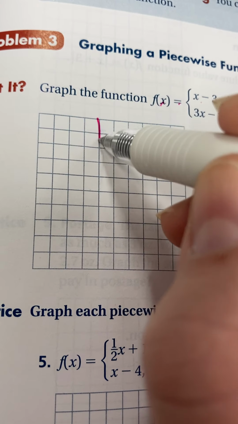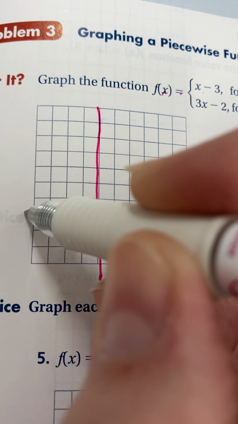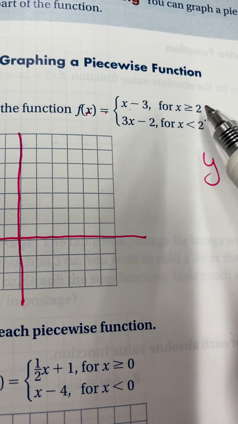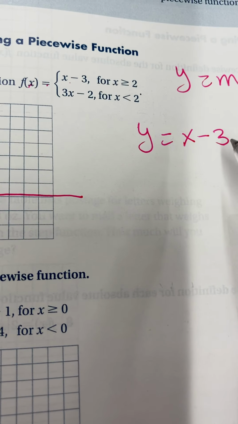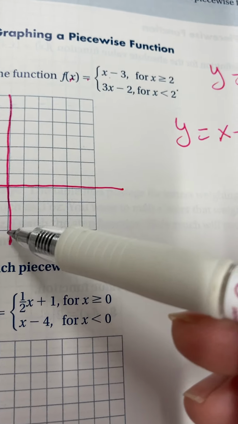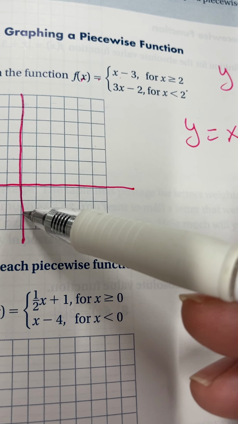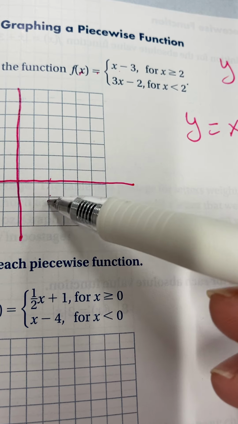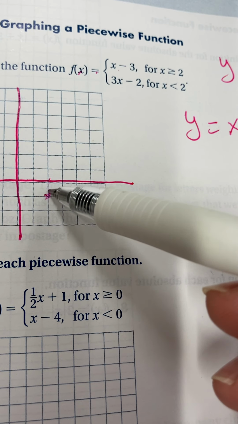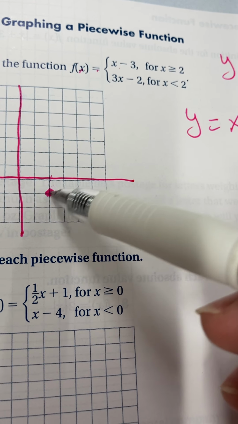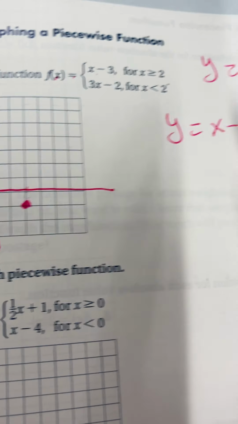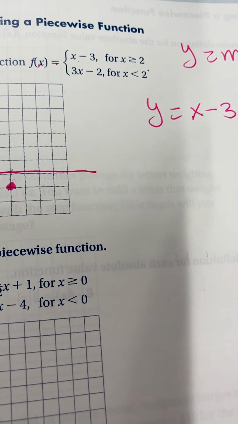All right, so I only want x values when x is greater than or equal to 2. So what I would normally do is start at -3, and then I'd rise 1, run 1, rise 1, run 1. Well, right here, I'm at 2 for my x. So that's where I'm going to start. I want to start when x is greater than or equal to 2.